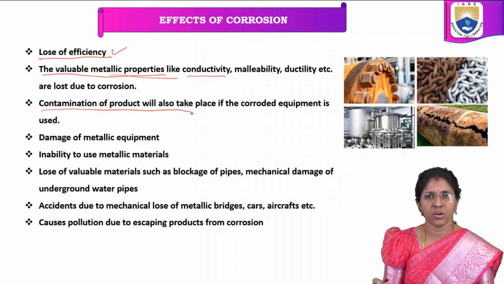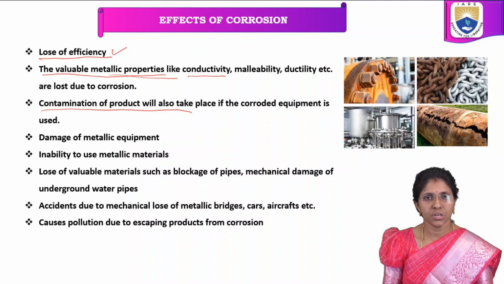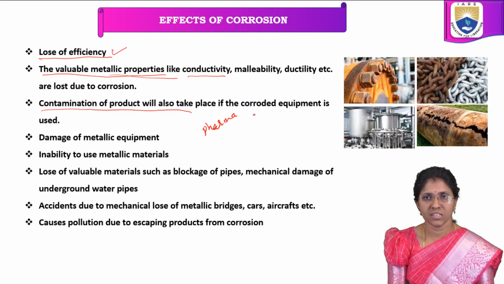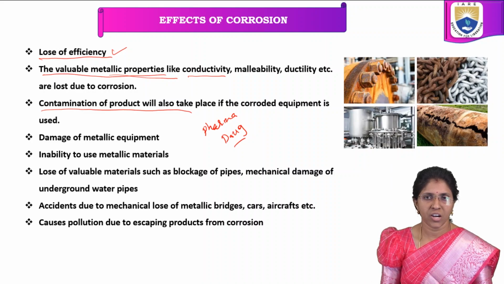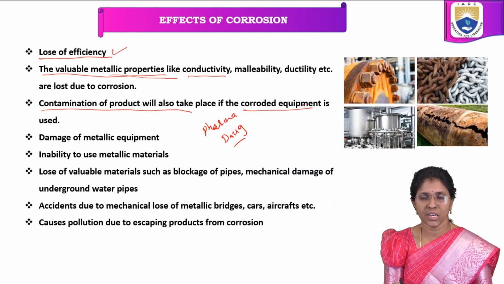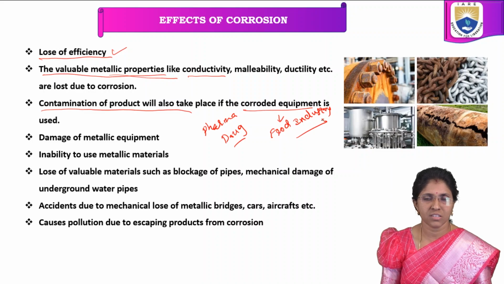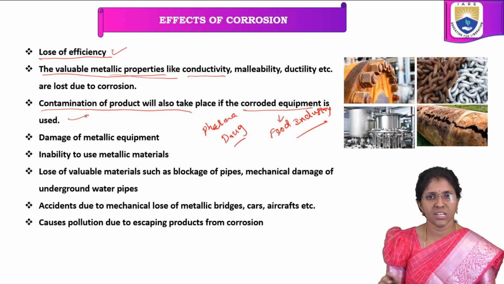The contamination of the product will take place if the corroded equipment is used. If we use corroded equipment in the pharma industry, the drug produced will be contaminated. Likewise, if we use corroded equipment in the food industry, contamination of food takes place. So contamination of the product will also take place if corroded equipment is used in different industries.